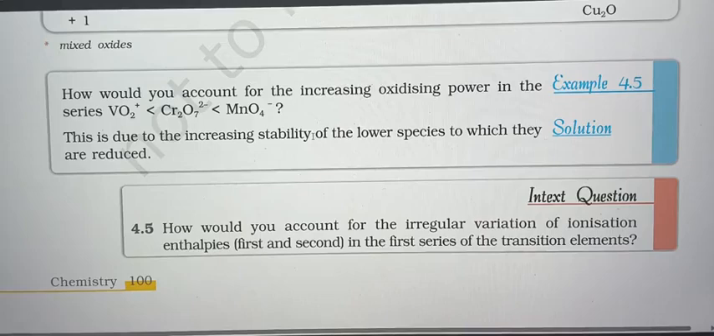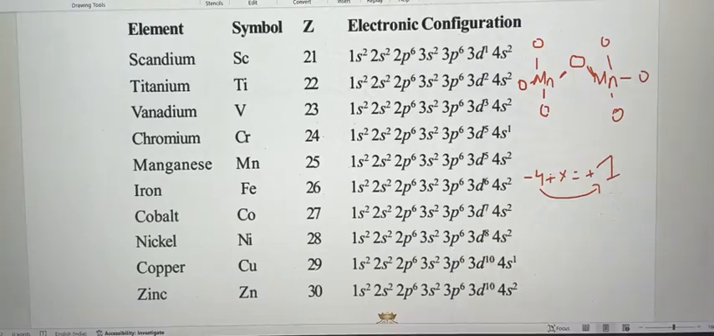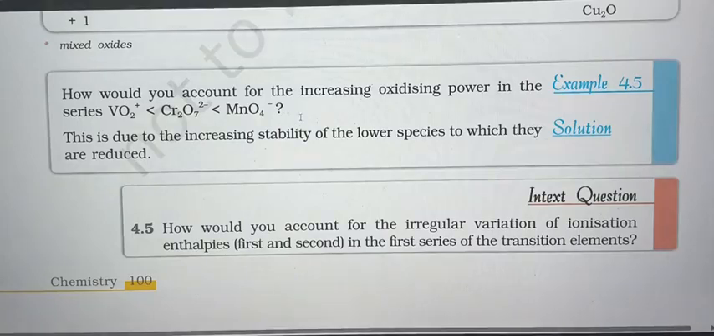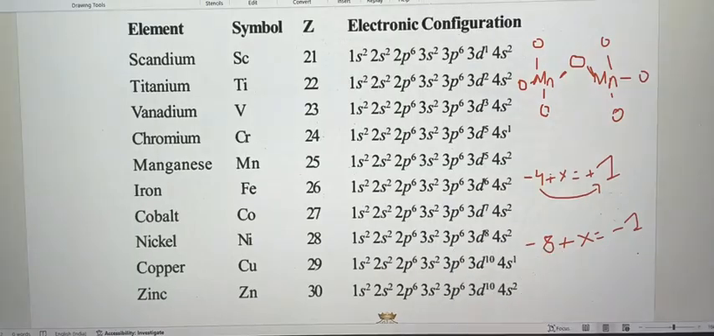How? If we have to check, calculate the oxidation state over here. 4 oxygens are there, so it is basically -8, since 4 oxygens should be multiplied with -2, the oxidation state for oxygen. Manganese value we don't know, so plus x is equal to -1. That's what is given over here. -1 is given, and with 4 oxygens at -2, -8 plus x is equal to -1. Send 8 over here. 8 minus 1, x is 7.